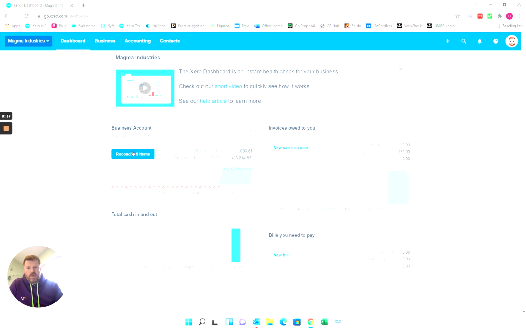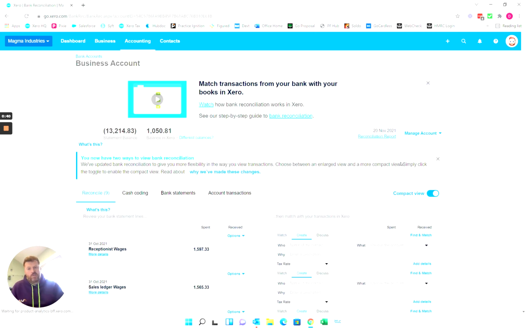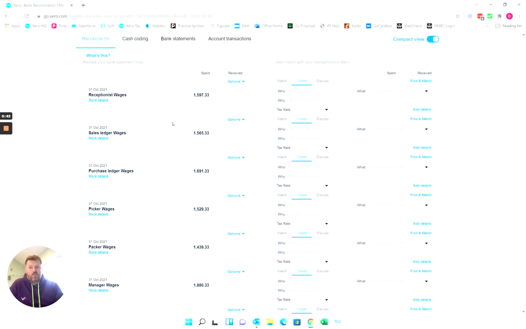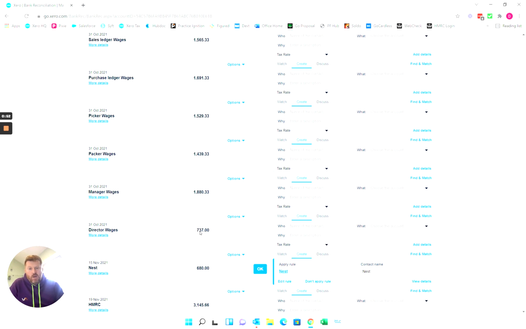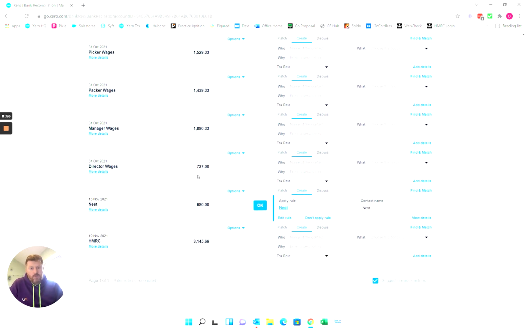If we have a look at the bank account here, we can see that Magma Industries has paid its wages on the 31st of October. Then on the 15th of November, it's paid its pension contributions, and on the 19th of November, it's paid HMRC for the PAYE. Now, if we were to input these costs directly from the bank into the P&L, they would give a misleading picture, because our pension and PAYE costs are showing in November, whereas really they relate to October wages.